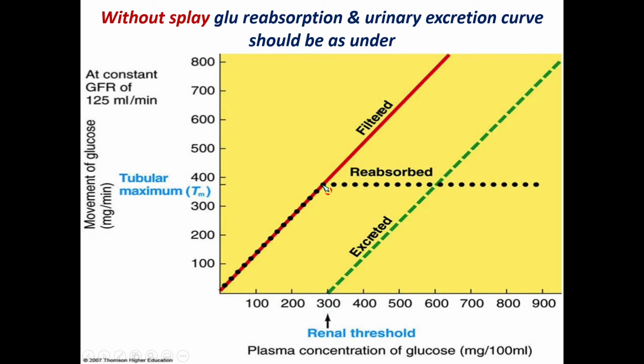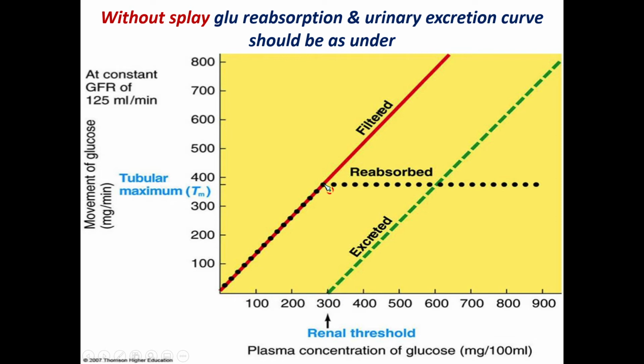So the filtration of the glucose and the reabsorption are coinciding with each other. The amount of glucose which is filtered out is going to be reabsorbed up to the TM. These two lines, the single continuous red line, is going to coincide with the dots concerned with the reabsorption of the glucose, because according to the theory of the TM, all the filtered glucose up to the level of the TM should be reabsorbed.